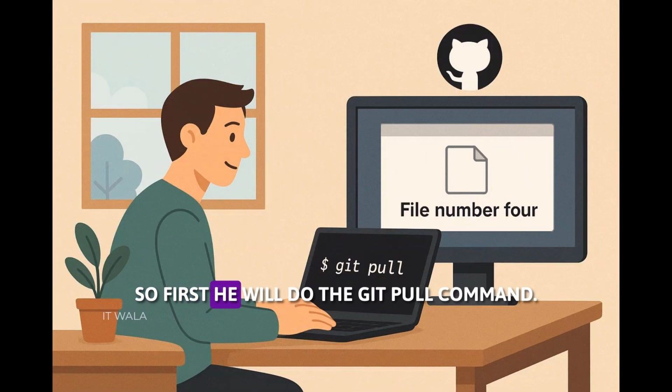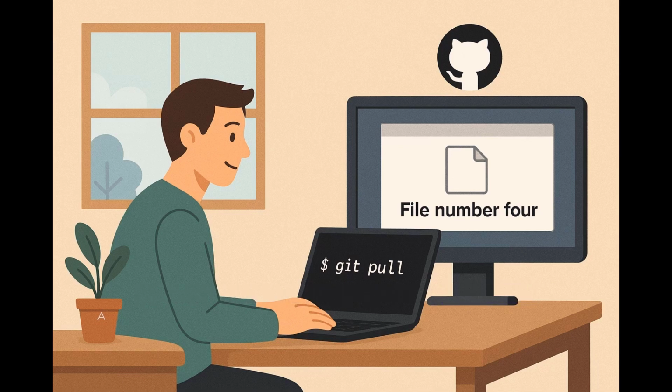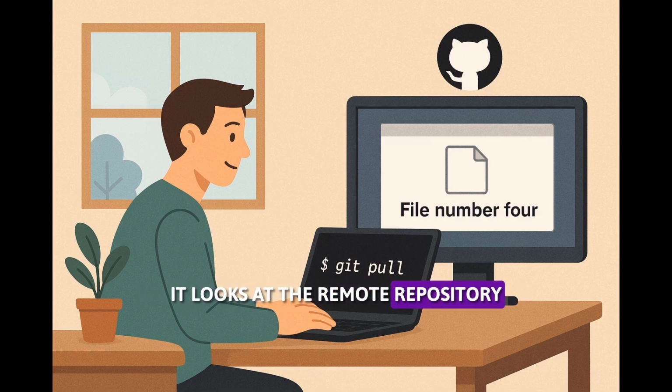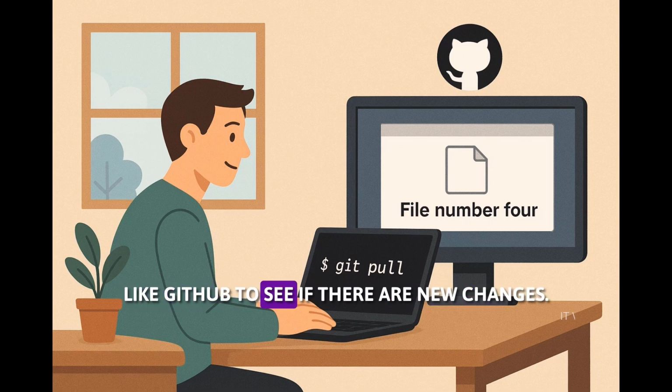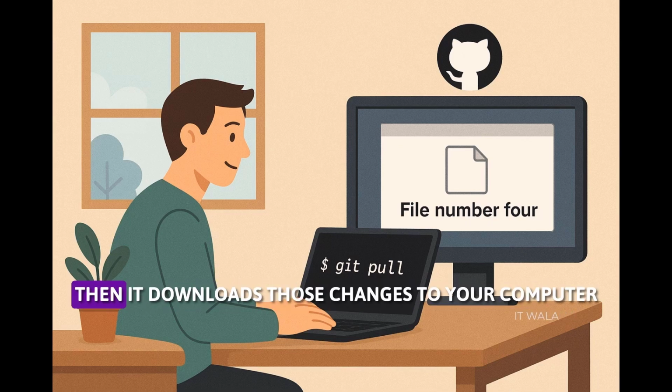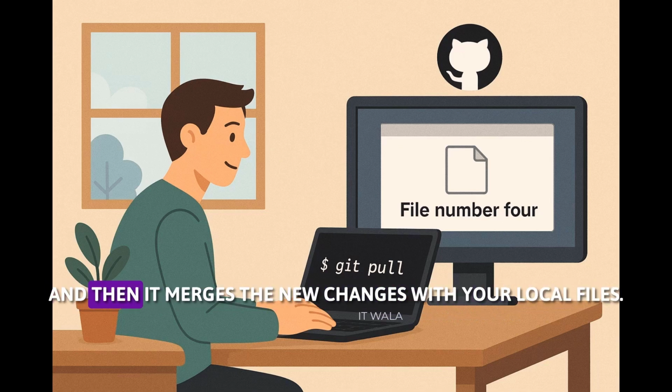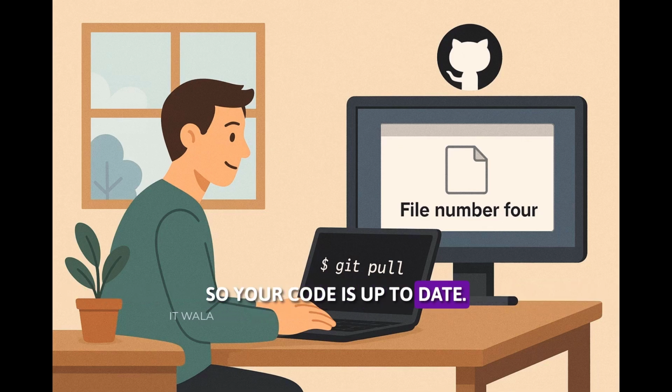So, first, he will do the git pull command. What this command does is, first, it looks at the remote repository, like GitHub, to see if there are new changes. Then, it downloads those changes to your computer. And then, it merges the new changes with your local files so your code is up to date.